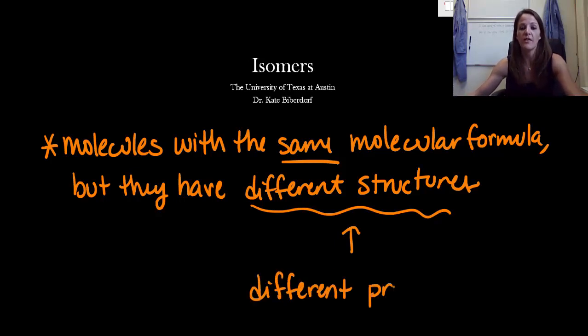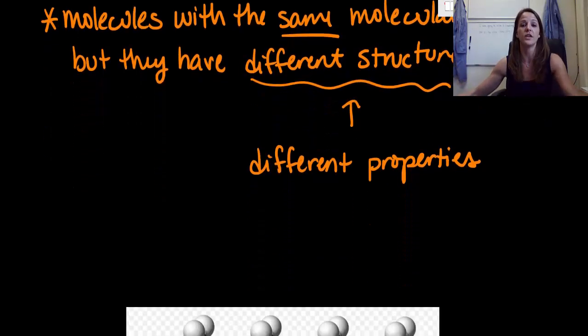We will talk about the different properties of isomers when we start talking about octane ratings, so we'll get into that later. But right now I just want you to be able to identify isomers. So let's look at an example.